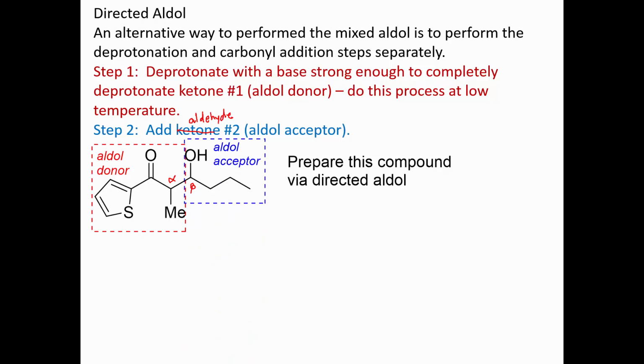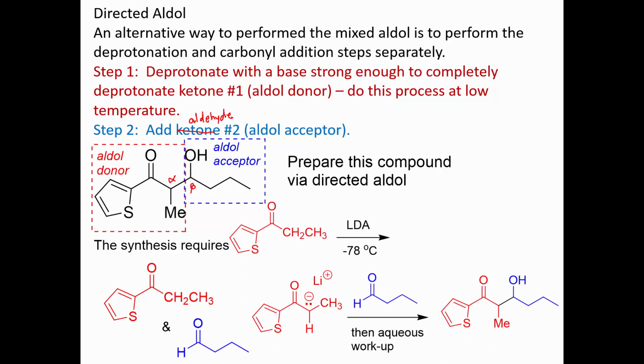There's the aldol acceptor. It's the one that has the beta carbon as part of its makeup. All right, so how would we do this? The synthesis is going to require these two reacting partners. So we're going to take the aldol donor, deprotonate it to get the anion.